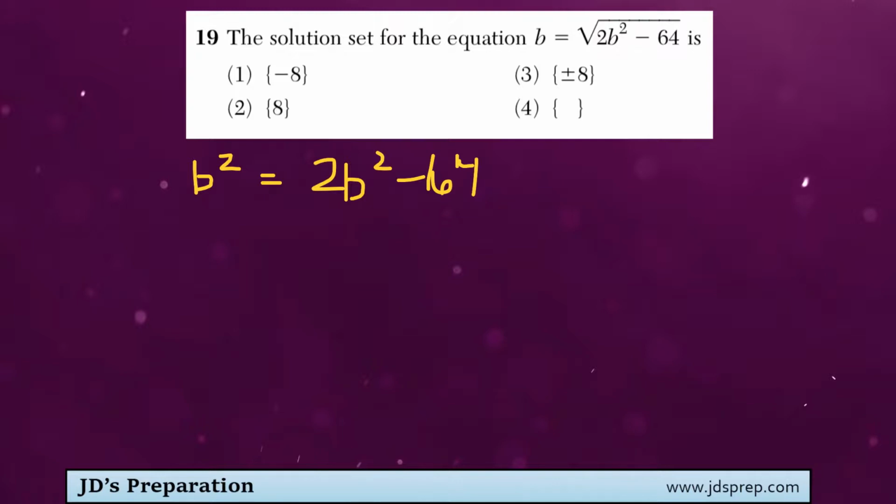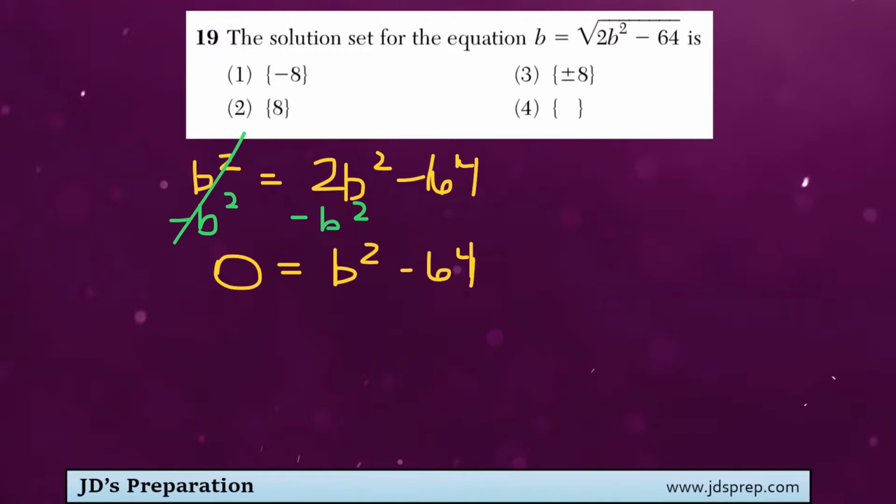Next thing I'm going to do is subtract b squared from both sides. Just like that. So that's going to cancel out, and we would just have 0 left over there. And 2b squared minus b squared is b squared. Next, we can add 64 to both sides of the equation, and we would get that 64 equals b squared.